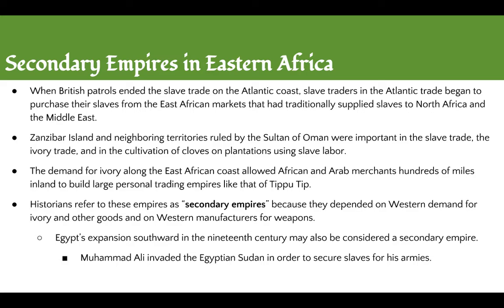Anyways, so historians refer to these as the secondary empires for the reasons we've talked about, and Egypt's expansion southward in the 19th century, which you saw on your map, their expansion into Sudan, that also could be considered a secondary empire as well. Basically, he had invaded Egyptian Sudan in order to secure slaves for his army.